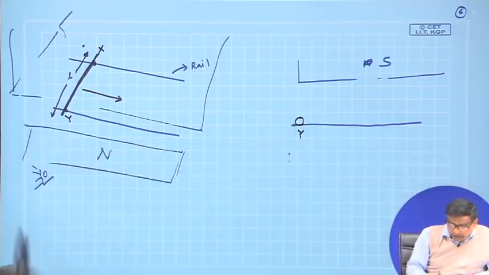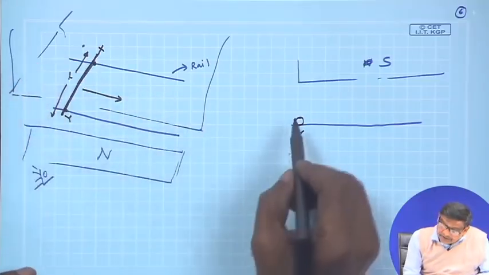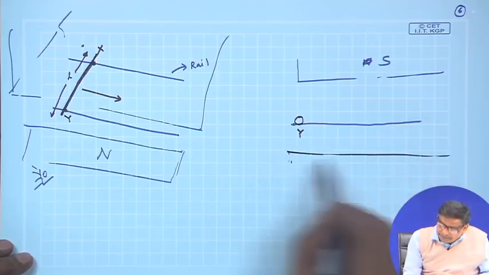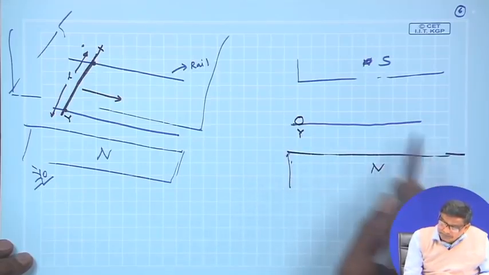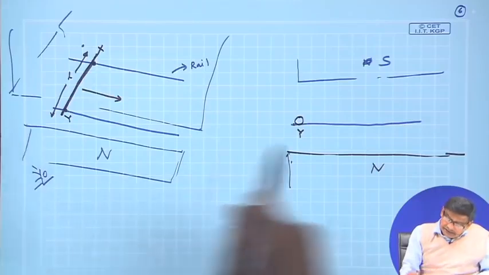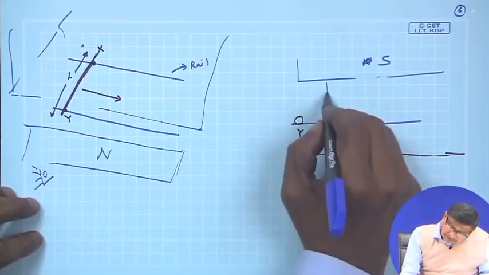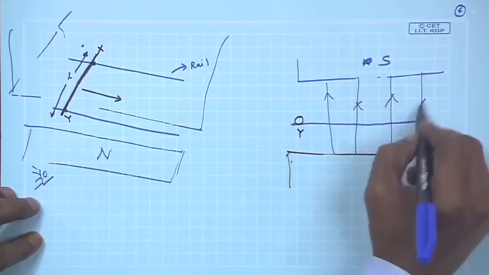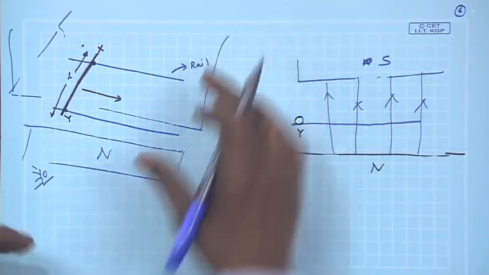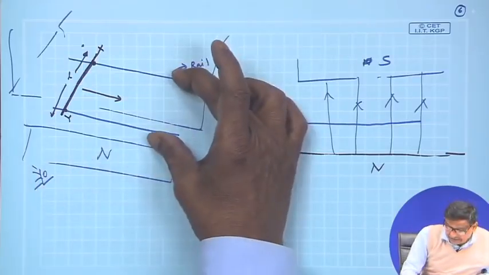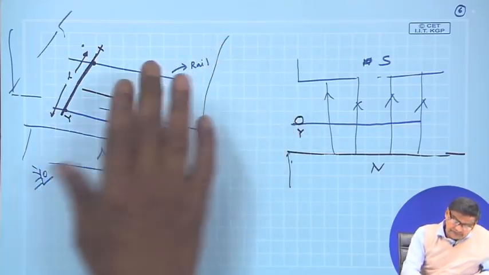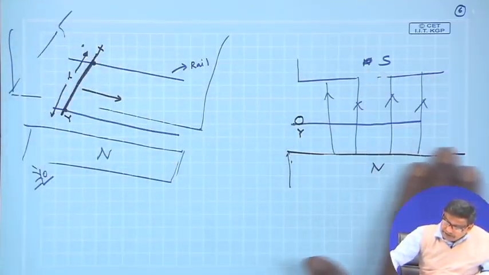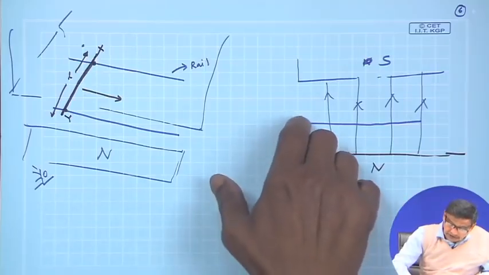If I look from this end, it will be y, this is the south pole, and below this I have kept a north pole, such that the lines of force exist all along the track. And what is the width of the magnets? The width of the magnet is the track length. North pole all above the track, south pole below the track, and this is your conductor.